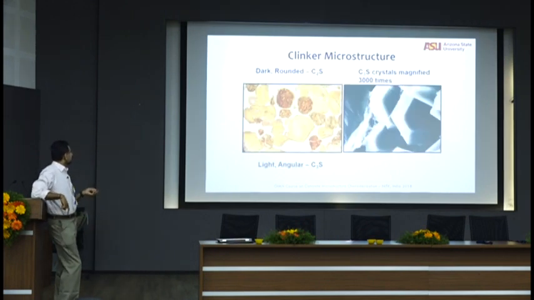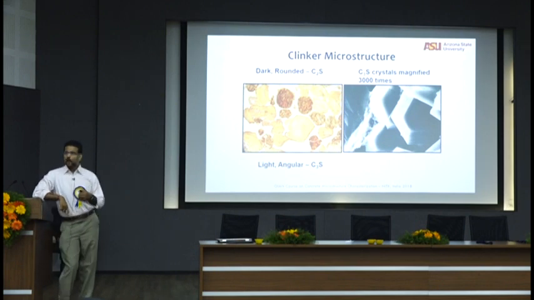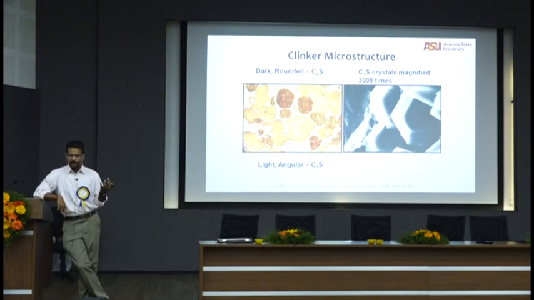Clinker, the dark rounded particles, under an optical microscope. The dark rounded ones are C2S, the angular ones are C3S. This is the magnified version of a C3S crystal. So you will always hear, have you seen an X-ray diffractogram of a cement? An X-ray diffraction curve of a cement? Do you know what X-ray diffraction means? We'll talk about that when we get there.